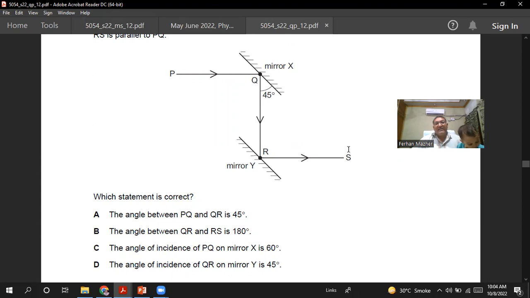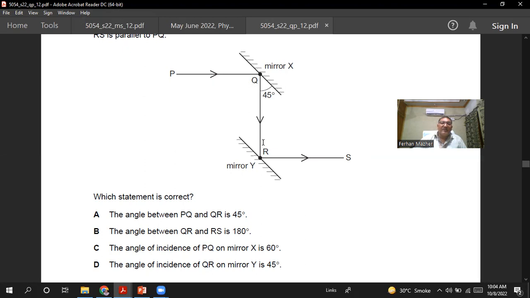So you see, if I prolong this, this is 45, this is 90. And so here you will have 45. But the actual thing is that when you draw a normal here, this angle is 90. This angle will also be 45. This will also be 45. This total angle is 90. So when you draw a normal here, that 90 will be divided into equal parts.